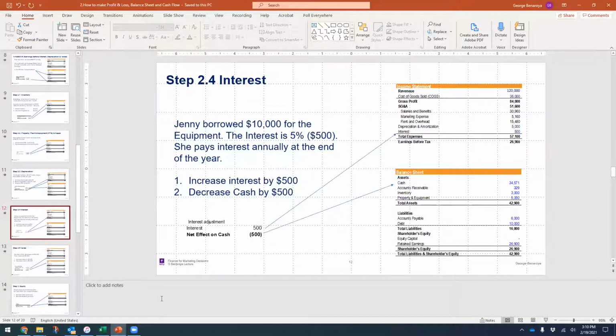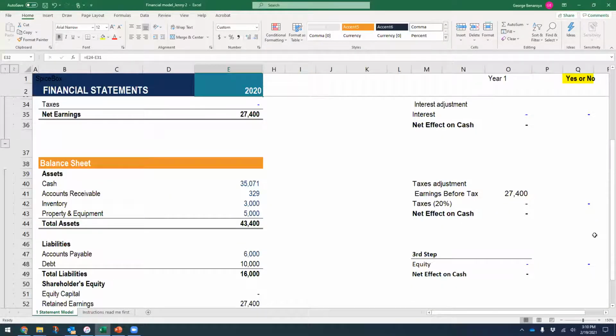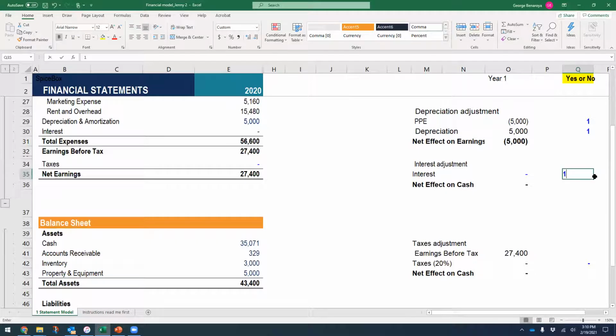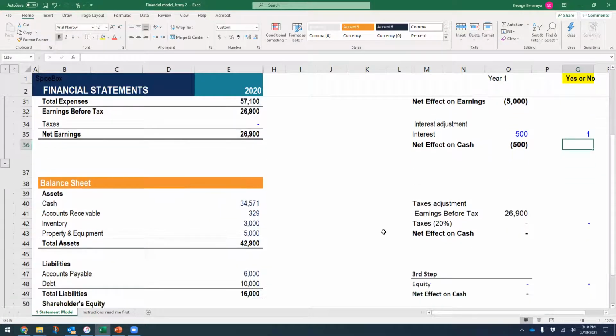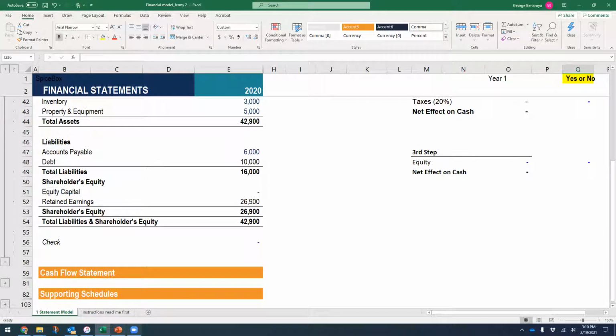Interest. Let's assume that she borrowed $10,000 to pay for the equipment. So we want to make a transaction where we will increase interest by 5% of 10,000 or $500, and this will decrease the cash when we pay it. So we go to the Excel file and we put a 1 into interest, and that increases the interest and decreases the cash. And the balance sheet again ties.